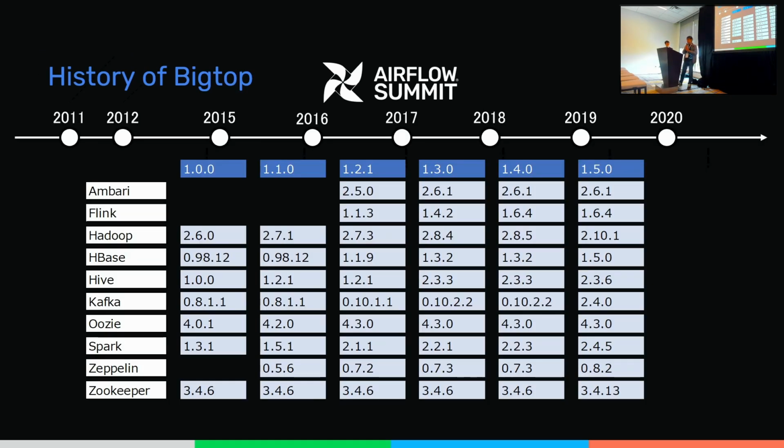Apache Bigtop is based on the code donated from Cloudera to ASF in 2011. The word big data was a buzzword in that era. It became a top-level project of ASF in 2012. And Bigtop 1.0.0 was released in 2015. The Bigtop 1.x series was based on Hadoop 2, and Bigtop 1.5.0 was the last release in the 1.x series.